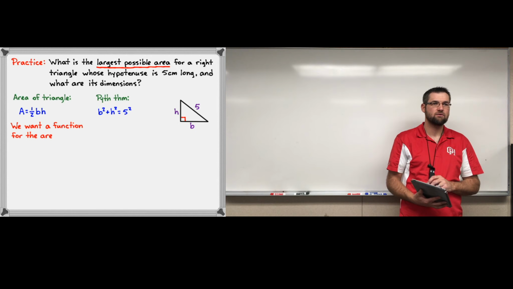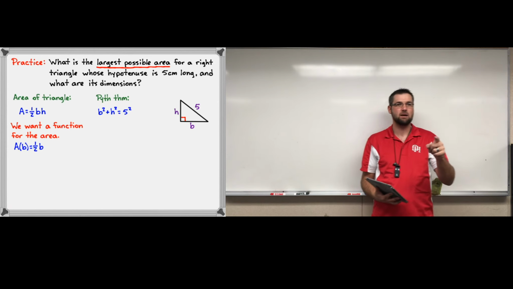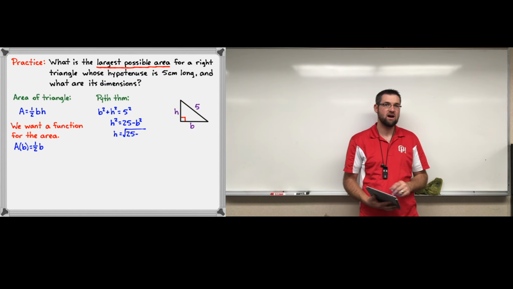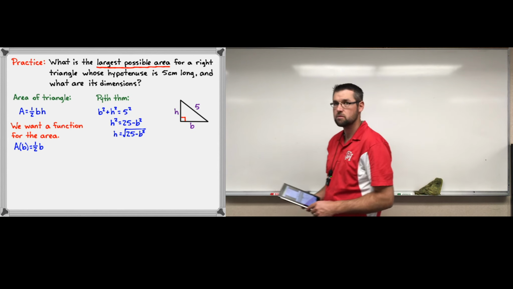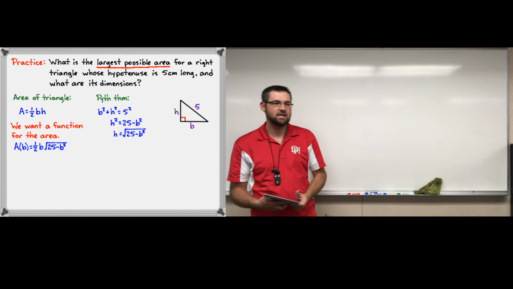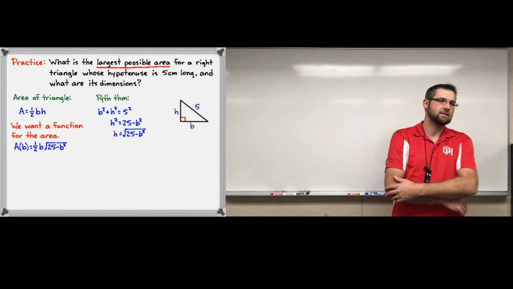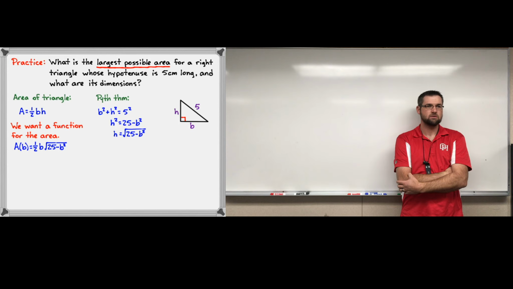I think I solved for h. So area with respect to b is 1/2 b times whatever h is. So h is going to be the square root of 25 minus b squared. And if you solve for the other one, it should work out the same. So we're going to plug that in. That is now our function, and we need to optimize that. How do I optimize that? Take the derivative. That's why I told you that you need to know how to take derivatives.